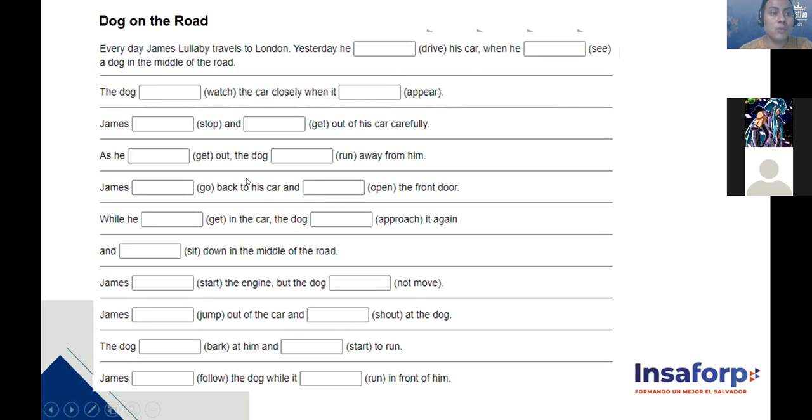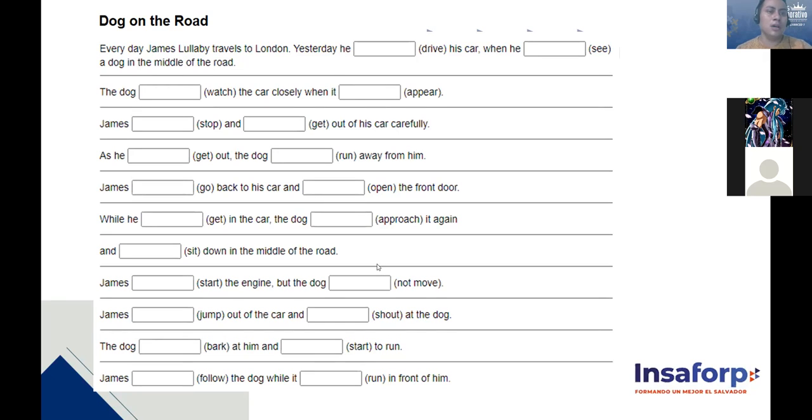As you can see here, we have "A Dog on the Road," which is the name of the story. And I want you to think about which is the best complement for the story. We have some verbs in parentheses here, and I want you to please use them either in past continuous or simple past. I'm going to give you some time to think about it, and we're going to start sharing it, okay? So the story starts like this.